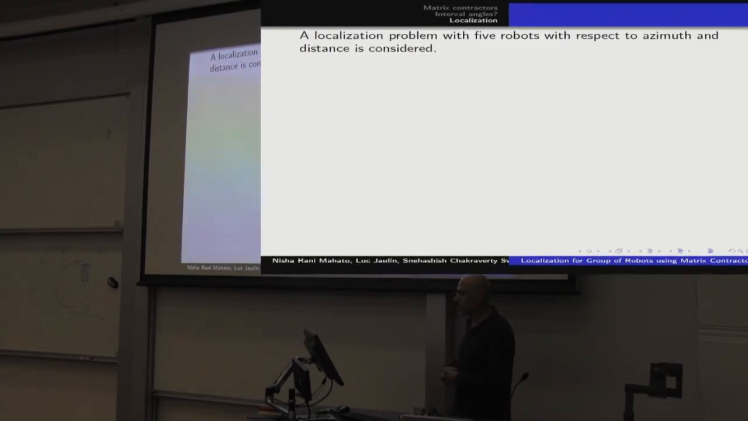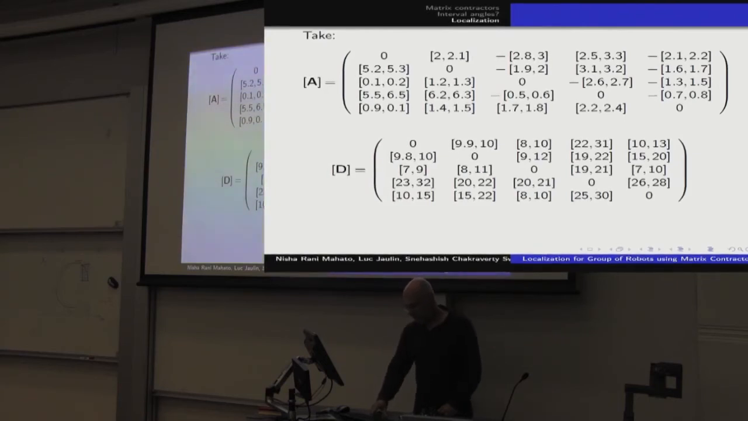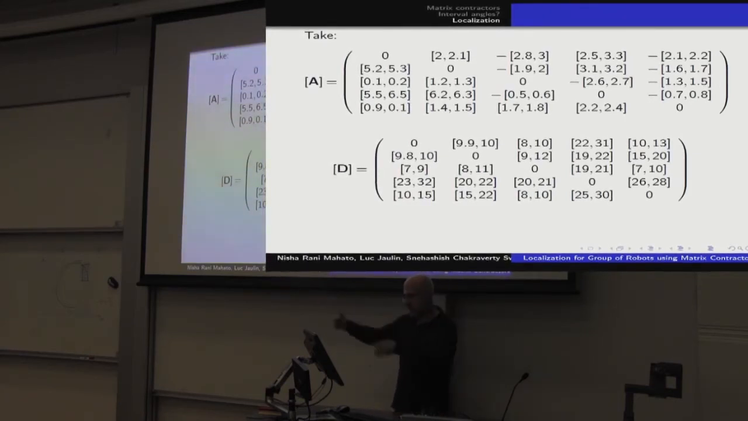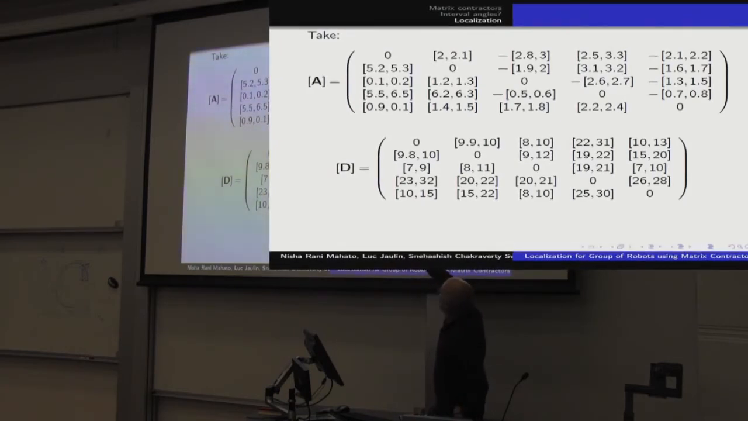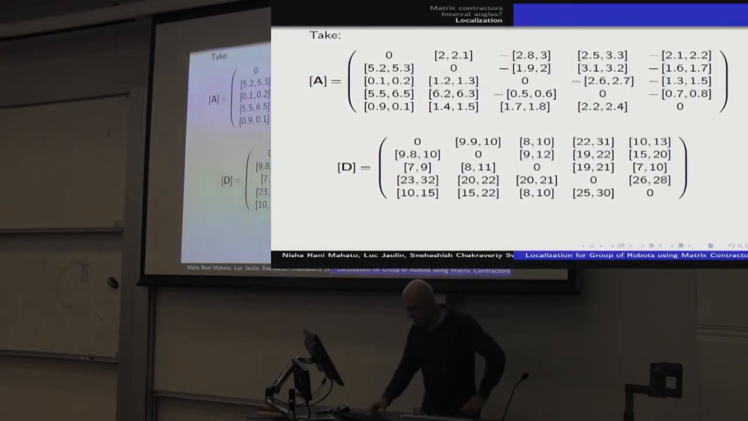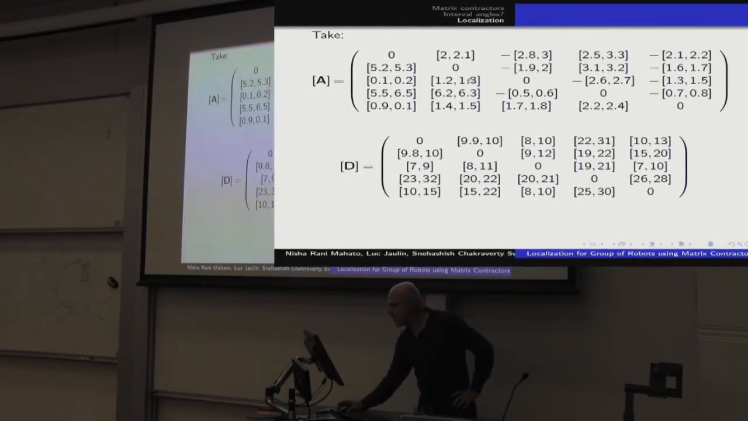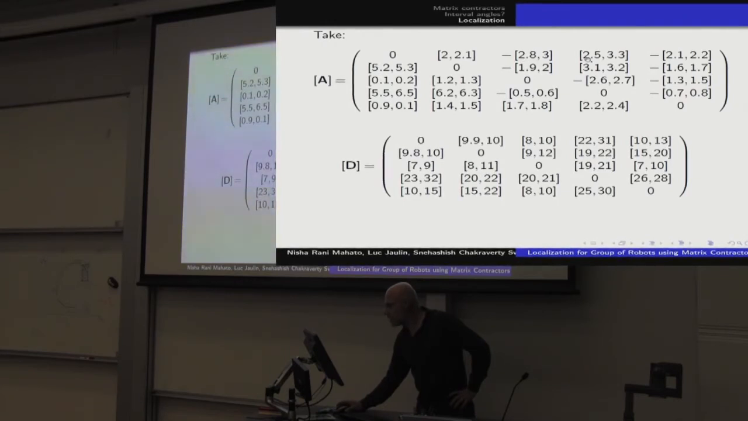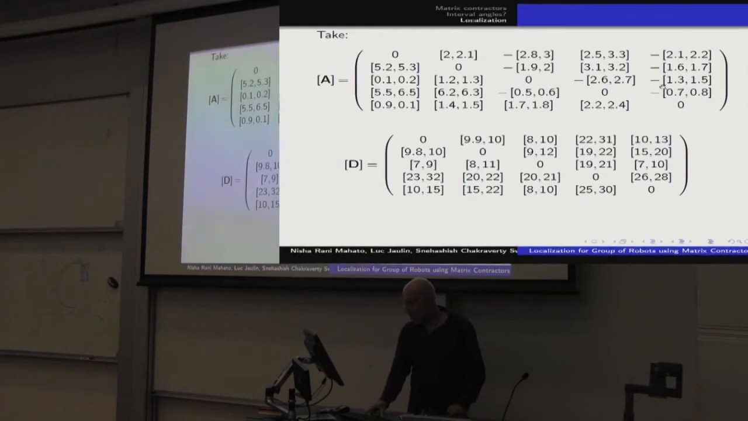Well, first, I consider 5 robots, and each of these 5 robots is able to measure distances and azimuth, and due to the uncertainty, these matrices correspond to interval matrices, and you can see that they are quite small. All of them are small, because of what I said before, that's what I assume.